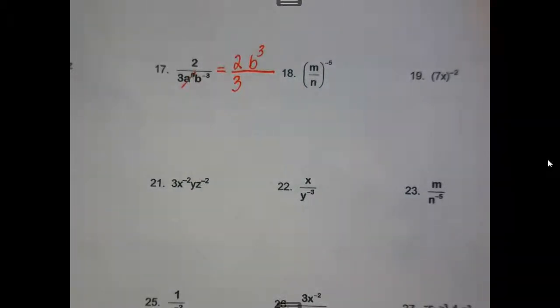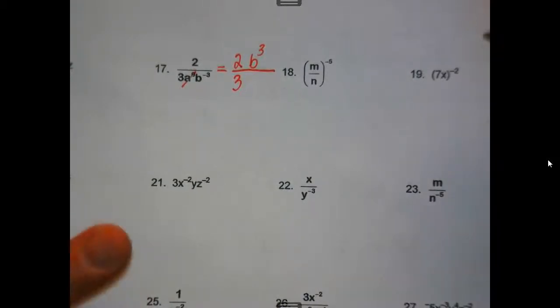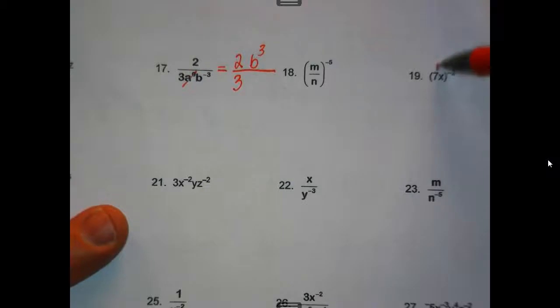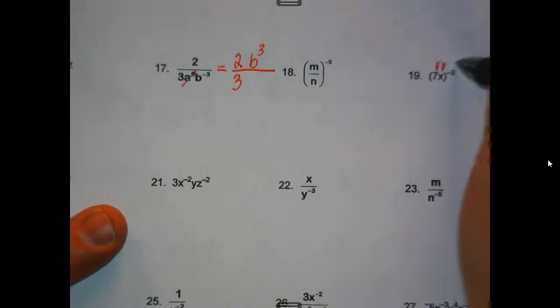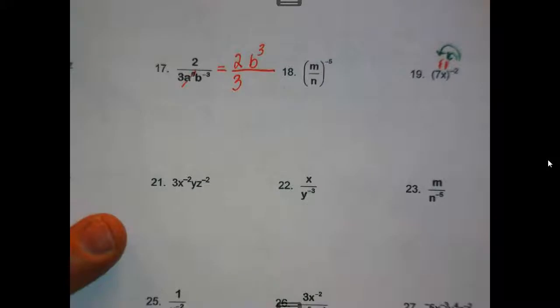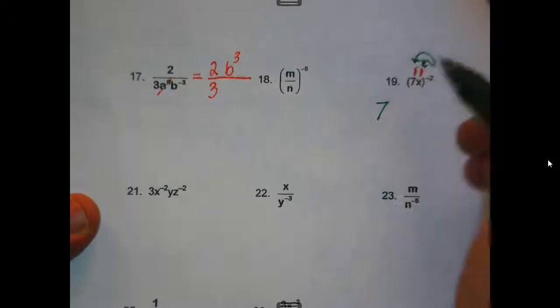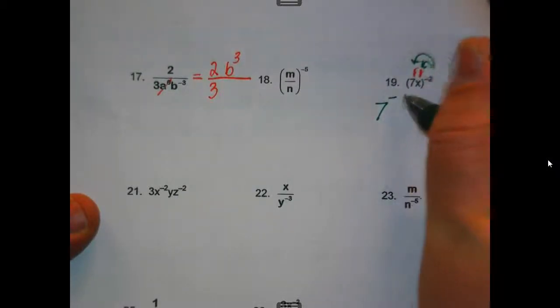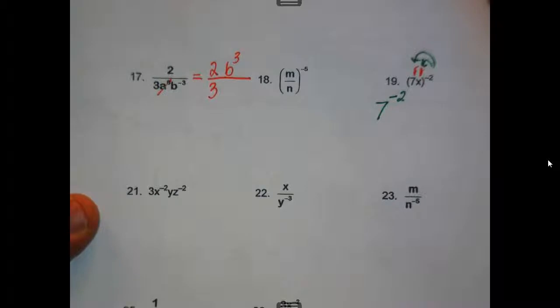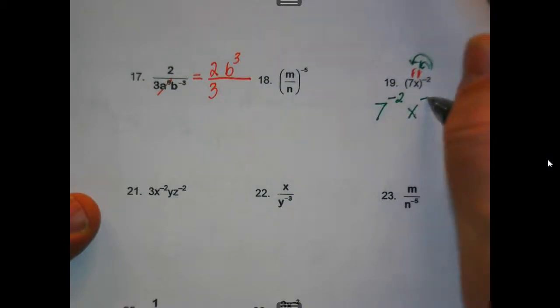Okay. Number 19, I have a power raised to a power. What are my exponents for the 7 and the x? Good. What do I do with the negative 2? It's outside parentheses, so I have to multiply it, right? Okay, so I get 7 to the 1 times negative 2, negative 2, x to the 1 times negative 2, x to the negative 2.